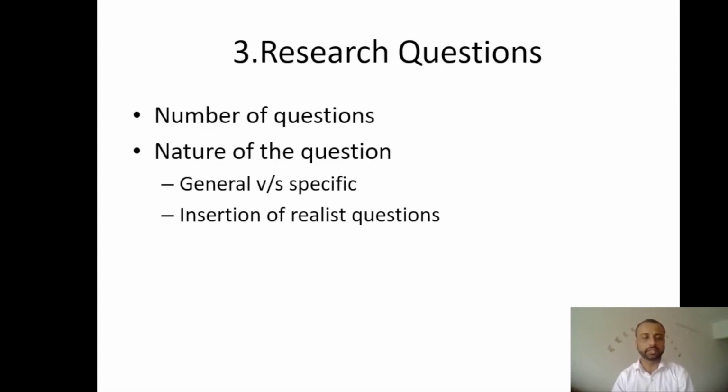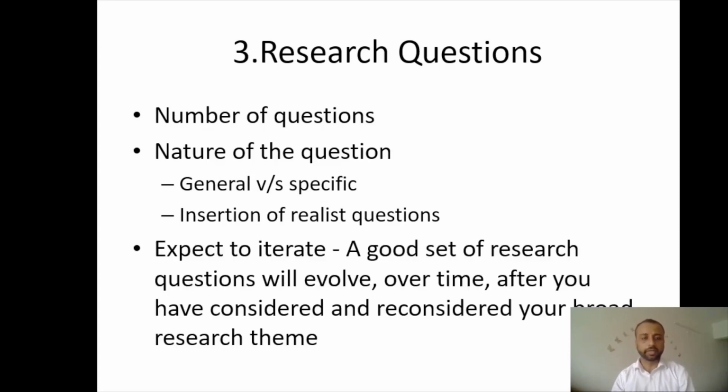And an important thing that you should do is insert more realistic questions rather than instrumentalist questions. By realistic question, I mean the question should be open-ended. For example, I am talking to somebody about work-life balance. So I will say, what, if any, is the impact of extended working hours on your personal life? It looks more realistic to the respondent, rather than if I ask, how much do you score on a questionnaire or an instrument on work-life balance?